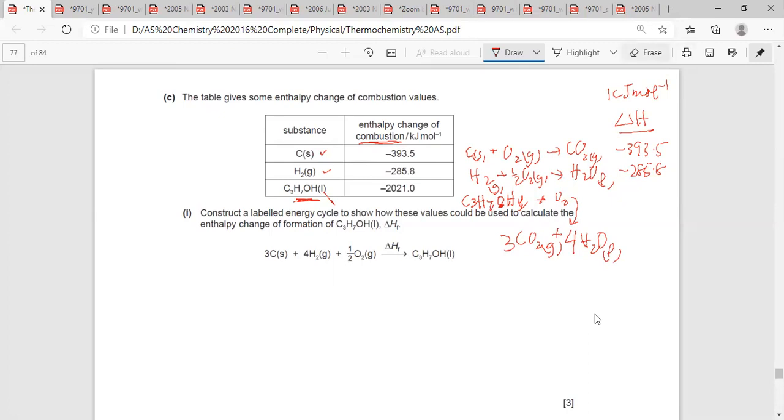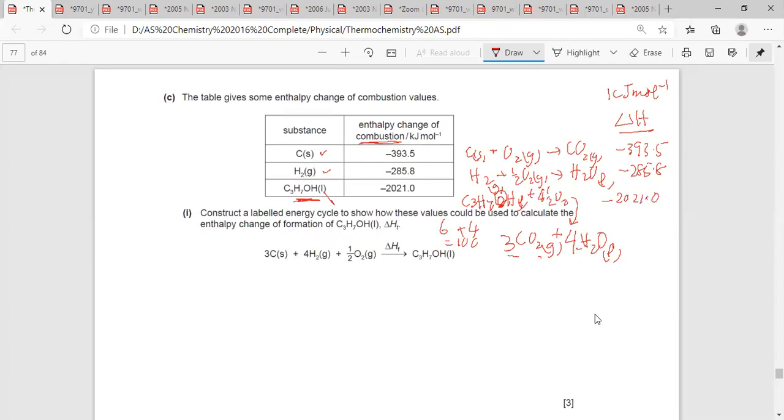Let me erase and put it again. So here is 4.5. I put a plus here. Why 4.5? Because here is 3 times 2 is 6, plus here 4, that's 10 O. But it got 1 already, so here was 9. So 1 more here. How much is this? Here is minus 2021.0. Remember accuracy here.